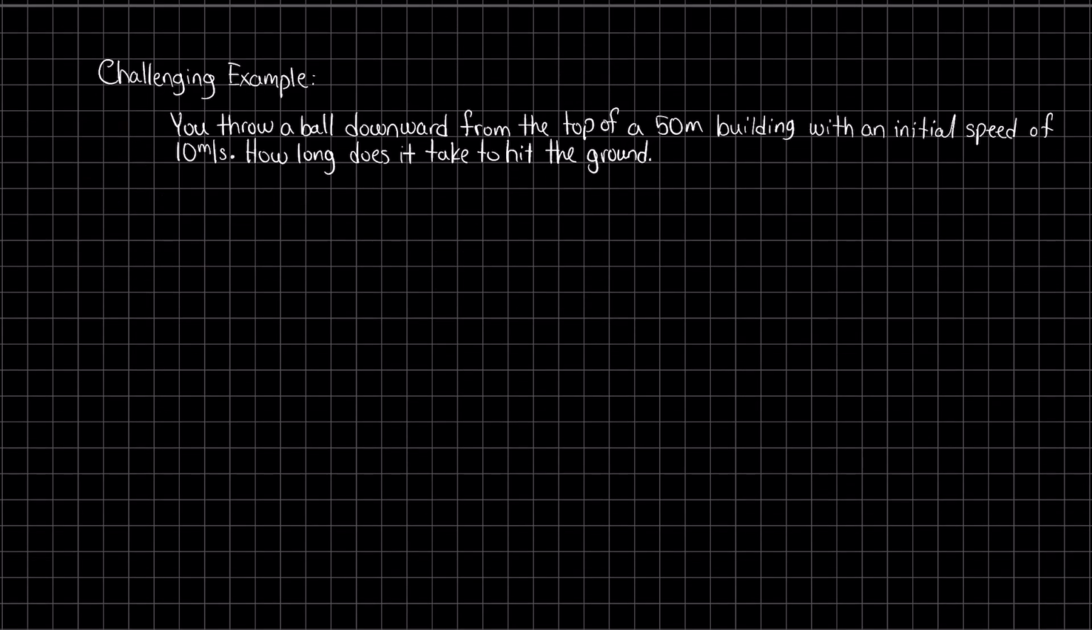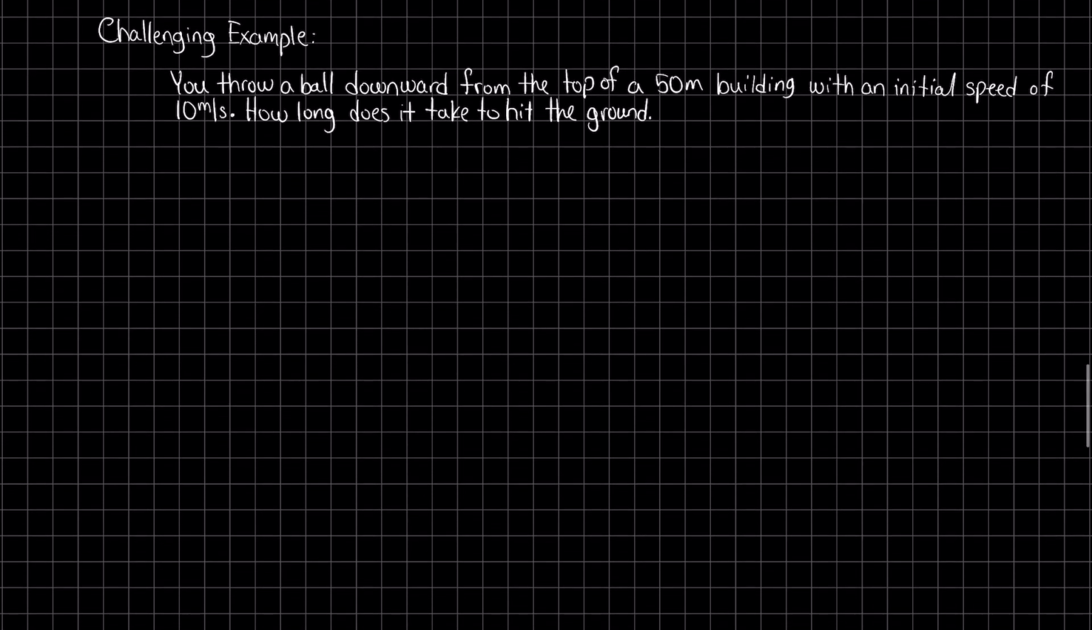So our slightly more challenging example reads, you throw a ball downward from the top of a 50-meter building with an initial speed of 10 meters per second. How long does it take to hit the ground? This one may not look so challenging, and probably because it's not really. Our first step is to break down the scenario by drawing a picture. So my picture is going to look very similar to last time.